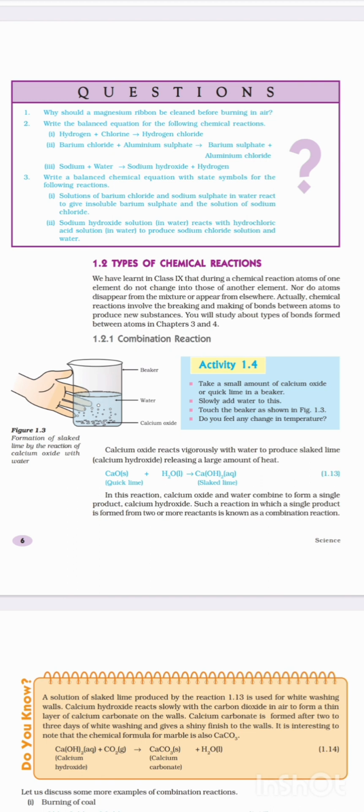The chemical formula of water is H2O. So quicklime with water combines to form calcium hydroxide, Ca(OH)2. Calcium oxide reacts vigorously with water to produce slaked lime or calcium hydroxide, releasing a large amount of heat. So the thing that happens here is calcium oxide reacts with water, that is H2O, forming calcium hydroxide, Ca(OH)2.